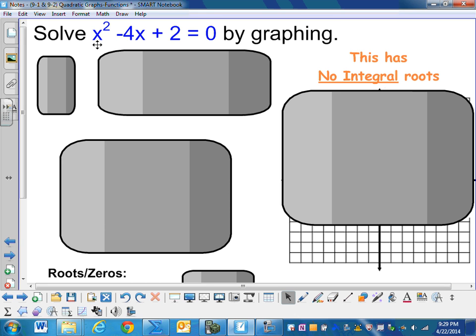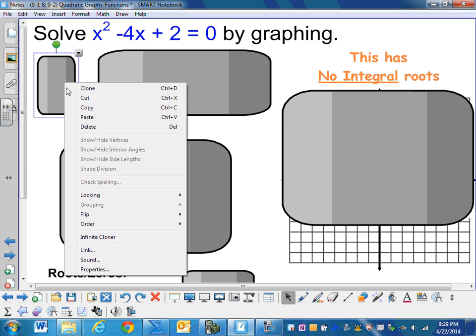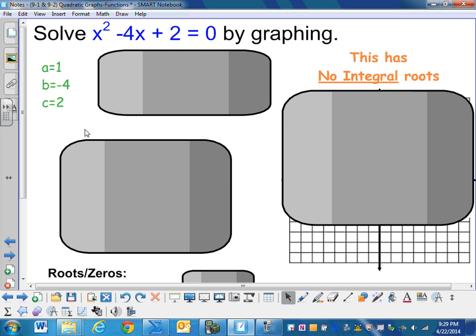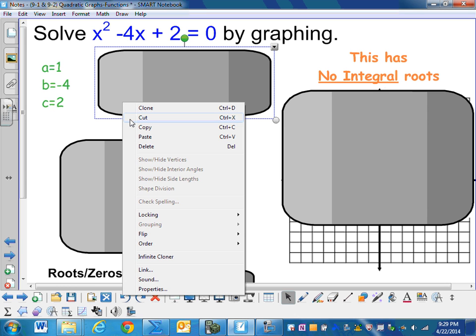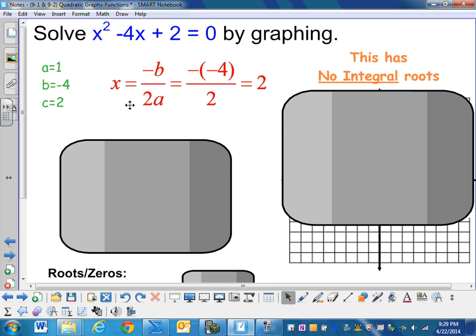Next example, solve x squared minus 4x plus 2 equals 0 by graphing. Well, it's equal to 0, so I can start by identifying my a, b, and c. A is equal to 1, b is equal to negative 4, and c is equal to 2. To find my axis of symmetry, I substitute in negative b divided by 2a, and I find out that equals 2.